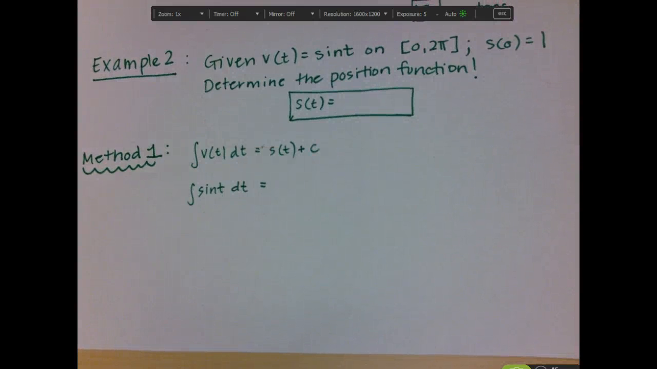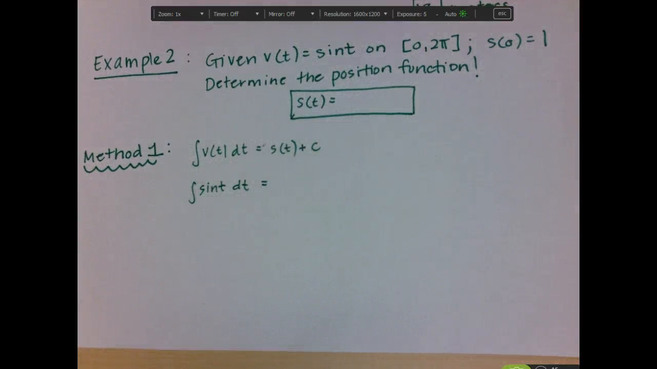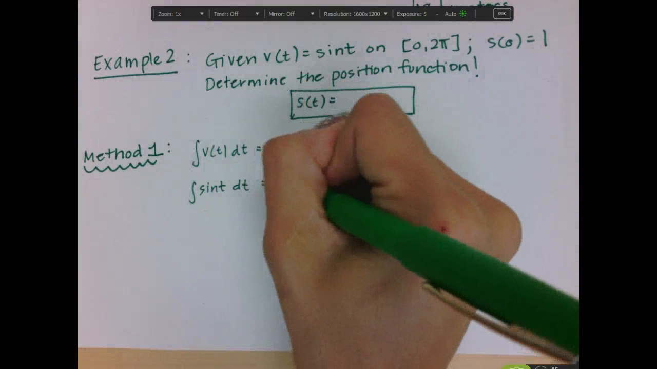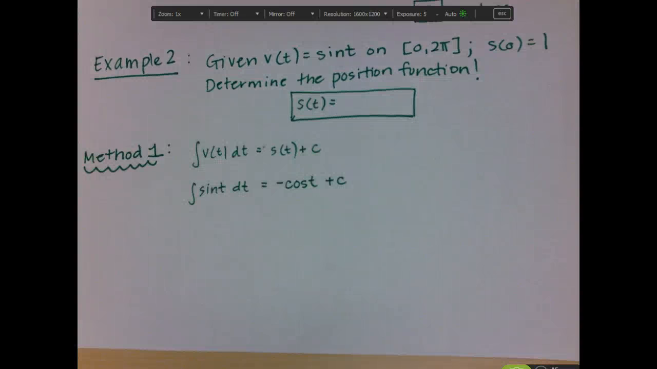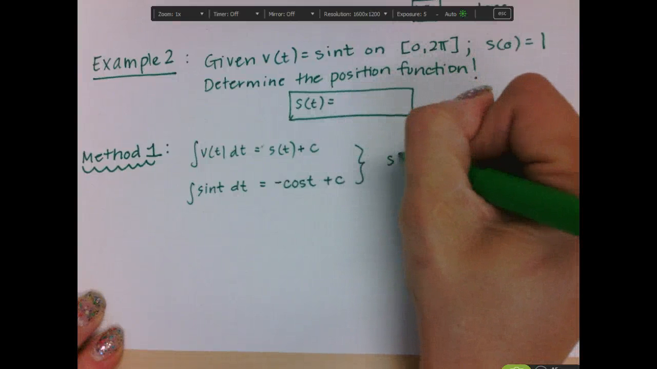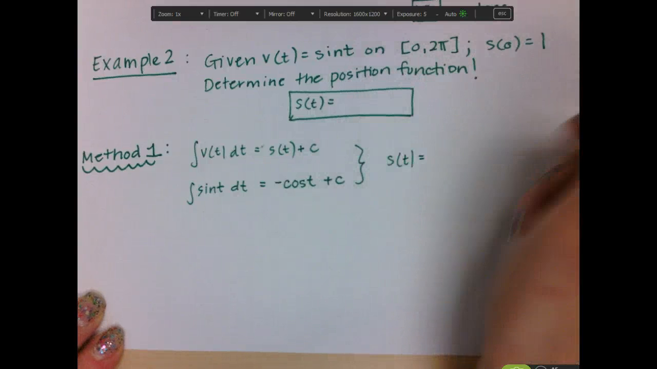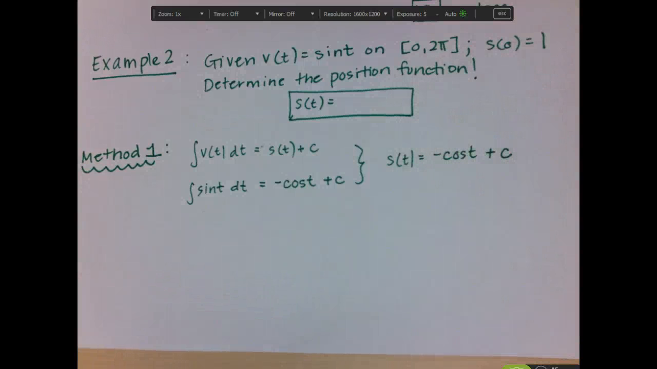So let's go ahead and do that with the specific velocity function that was given. We want to find the antiderivative of the sine of t. And again, this is where you need to recall those antiderivatives pretty quickly from your work in Calc 1. The antiderivative of sine of t is negative cosine t plus c. So what we've just identified is that the position function is negative cosine t plus some constant c.